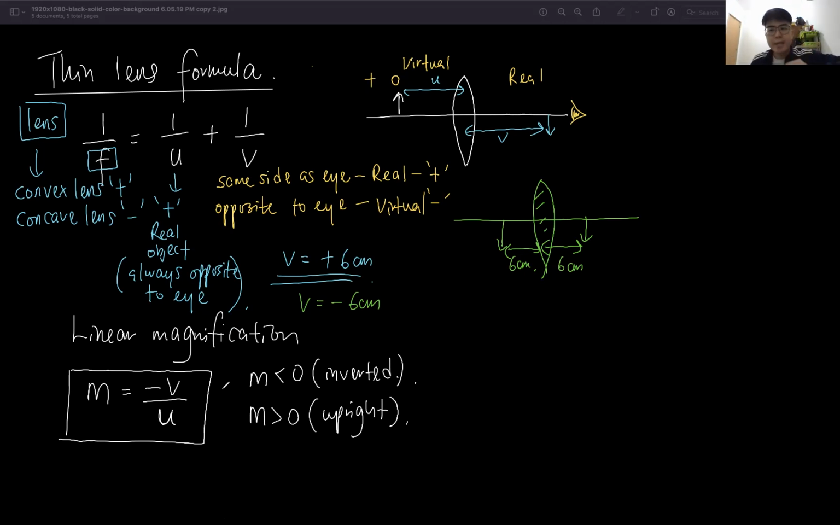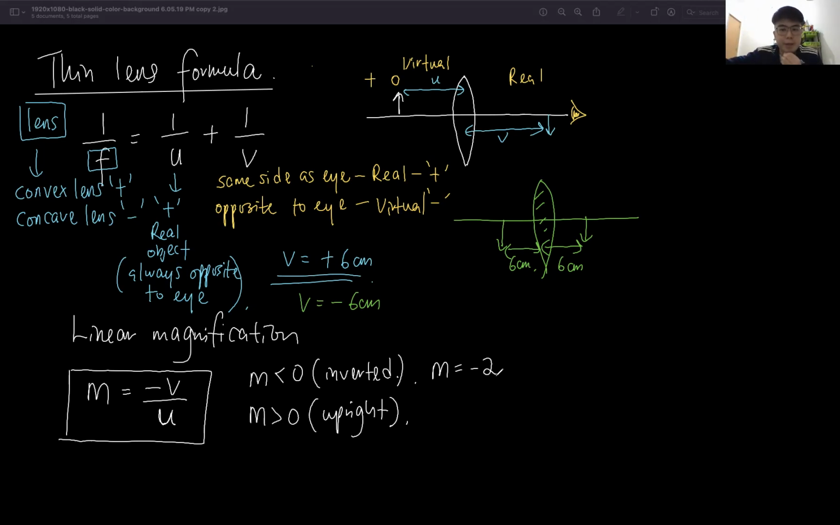Use the sign to tell you whether the image is inverted or upright. The sign of the magnification is very important. For example, you get M equals -2. What does it mean? The minus means it's inverted, so you know your image is inverted. What about the 2? The 2 means that the image is twice the size of the object. So if it's an integer, a whole number, it means it is magnified, it becomes bigger.